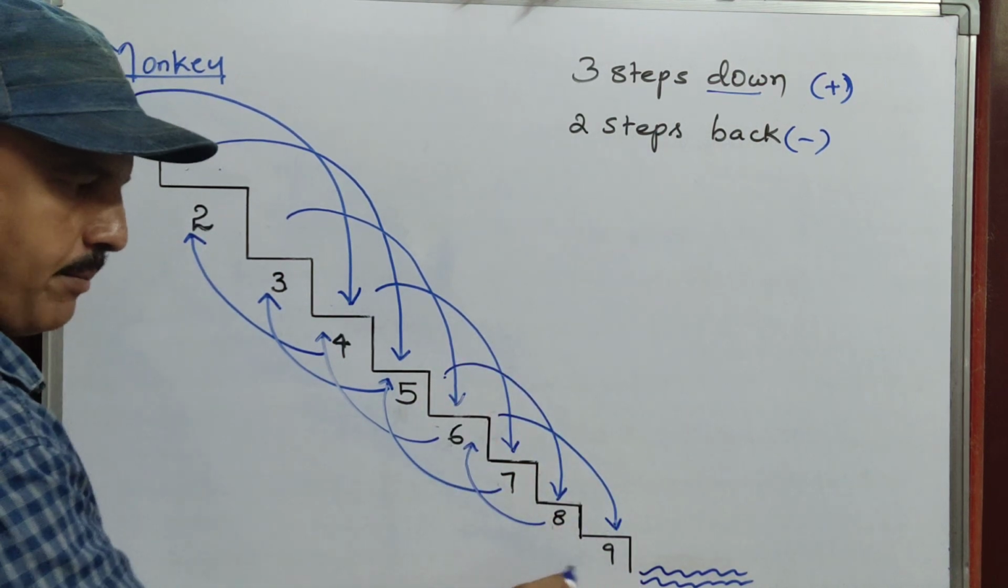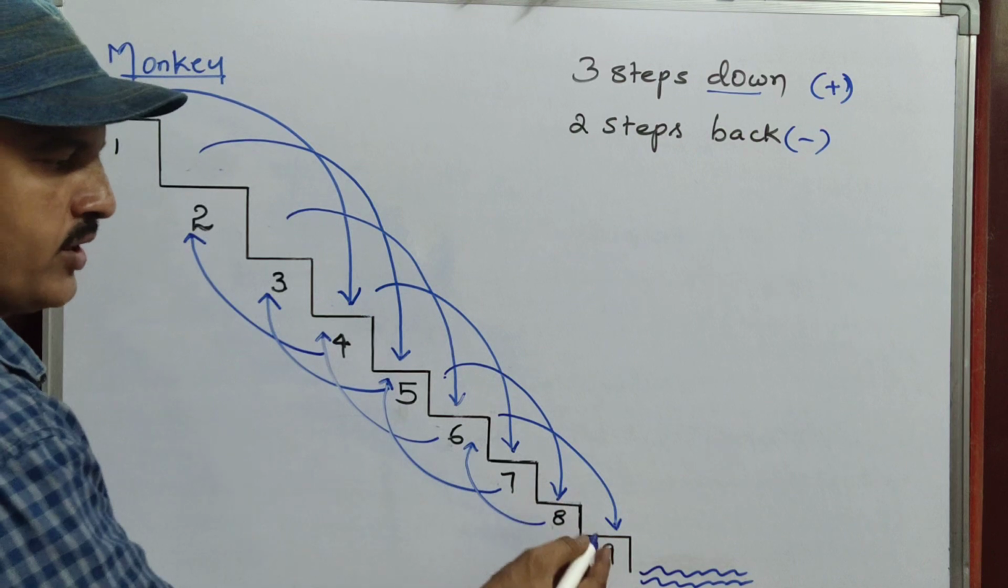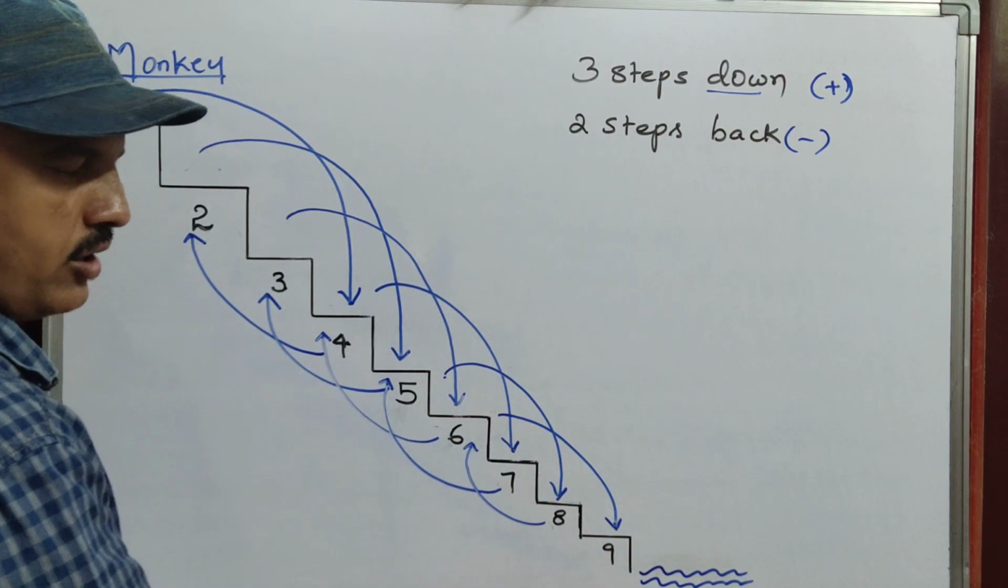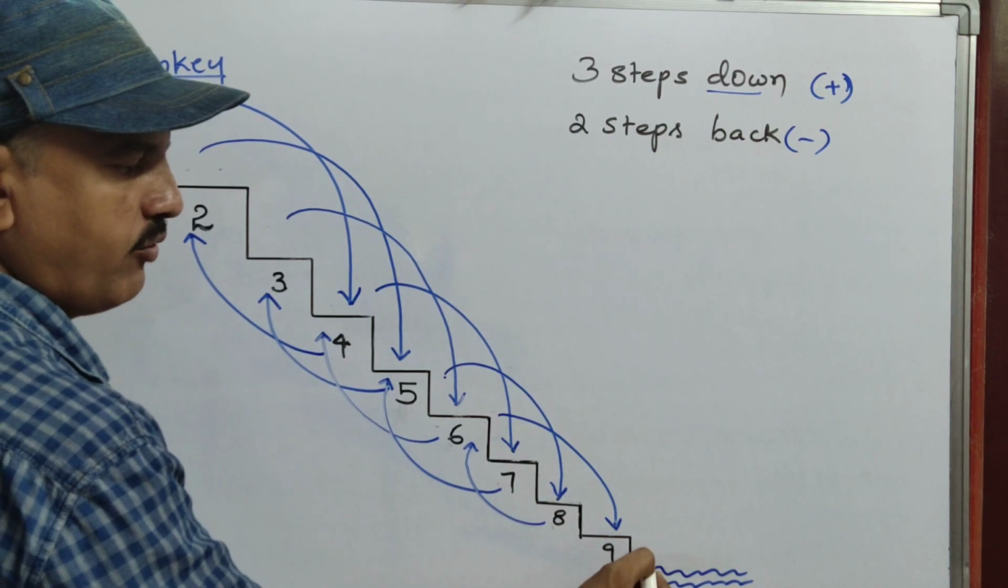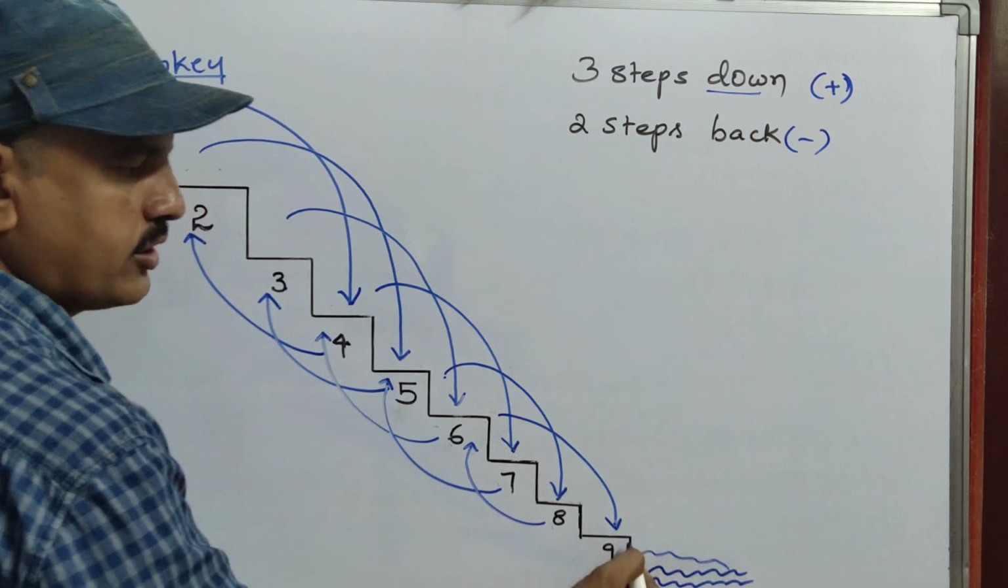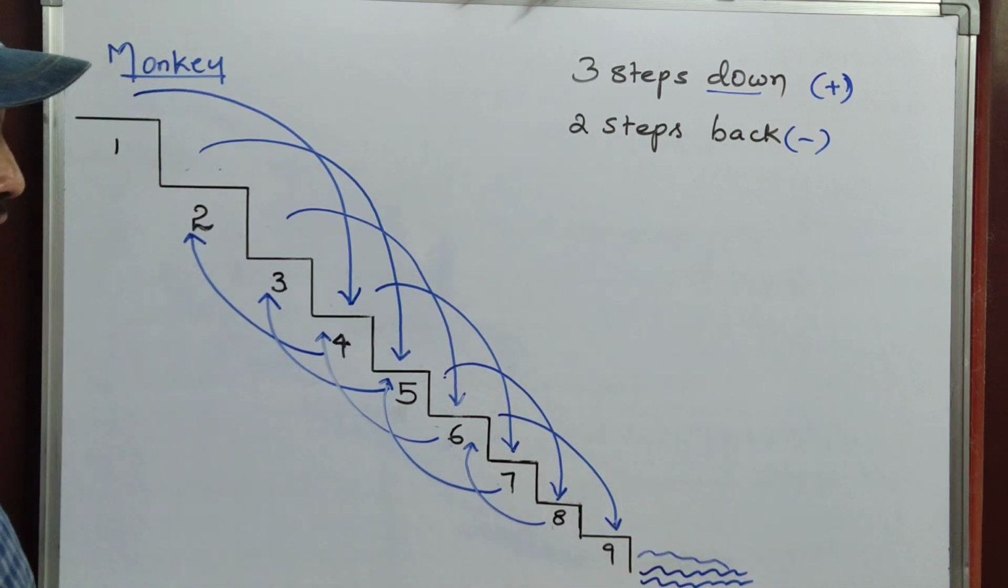Now again, does it come back? No. Why? Because it reached the water level where it will get water. So it can have water very nicely. Now what are the arrow marks? Now you may get a doubt.